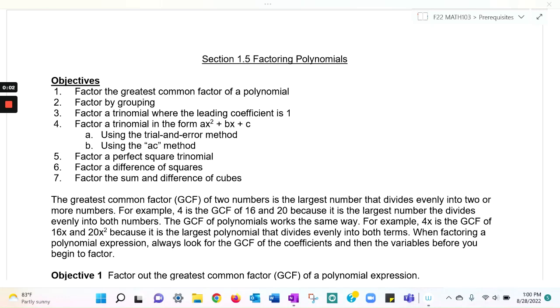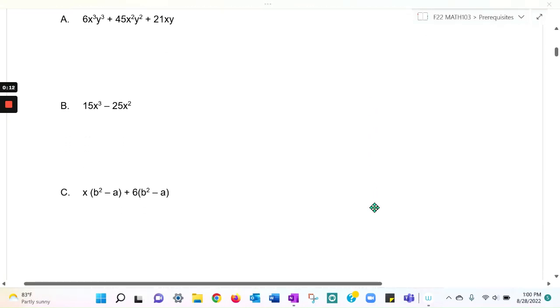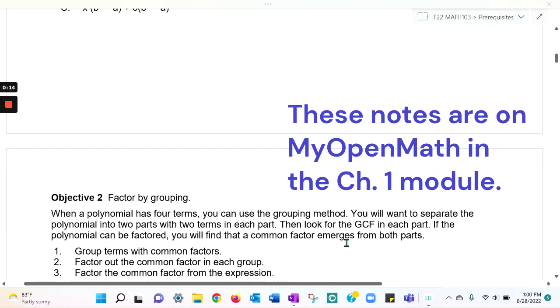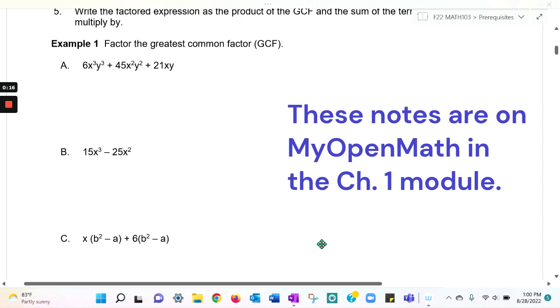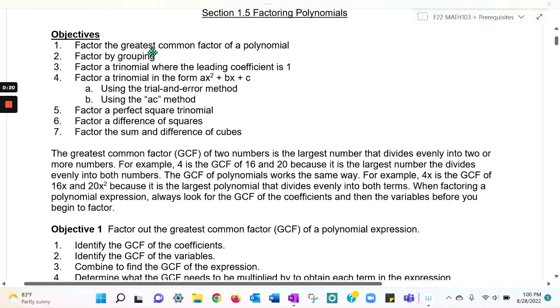We're going to look at factoring in this video. This is section 1.5 of your OpenStax textbook, and these notes are posted on our Brightspace page. Okay, so what we're going to start with is greatest common factor and grouping. That's going to be this video, and then in other videos, you'll see us working through these other objectives.